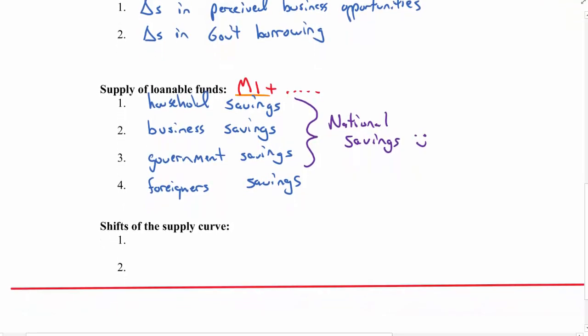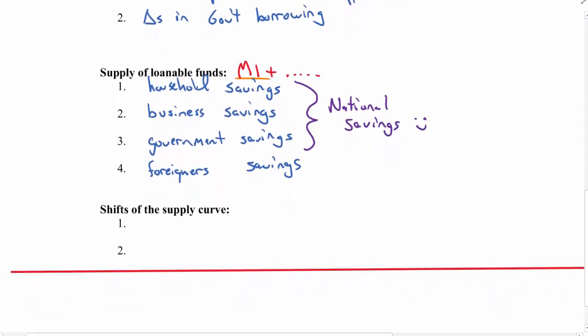The last two things in this video will be the shifts of the supply curve. And what I want to do here is have any changes in private savings, meaning like private sector, businesses and households, any changes in private savings. So if we are all saving more money, which we have been over the last 2 years as a nation, that will lead to an increase in the supply of loanable funds.